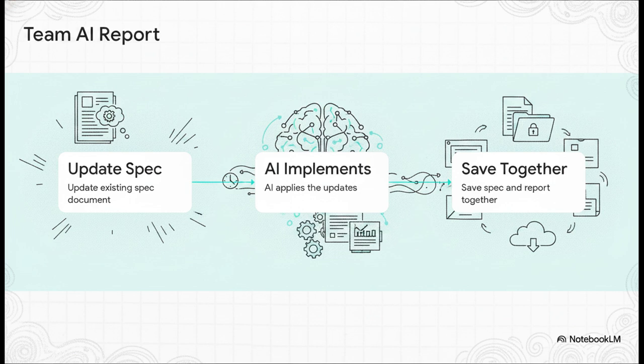open your saved spec document. You update the spec's requirements to include this new tool. The AI then implements those exact updates into the final report. Finally, you save both files together. Because you did this, a brand new analyst joining your team tomorrow can just read the spec and instantly understand the exact methodology behind your report.